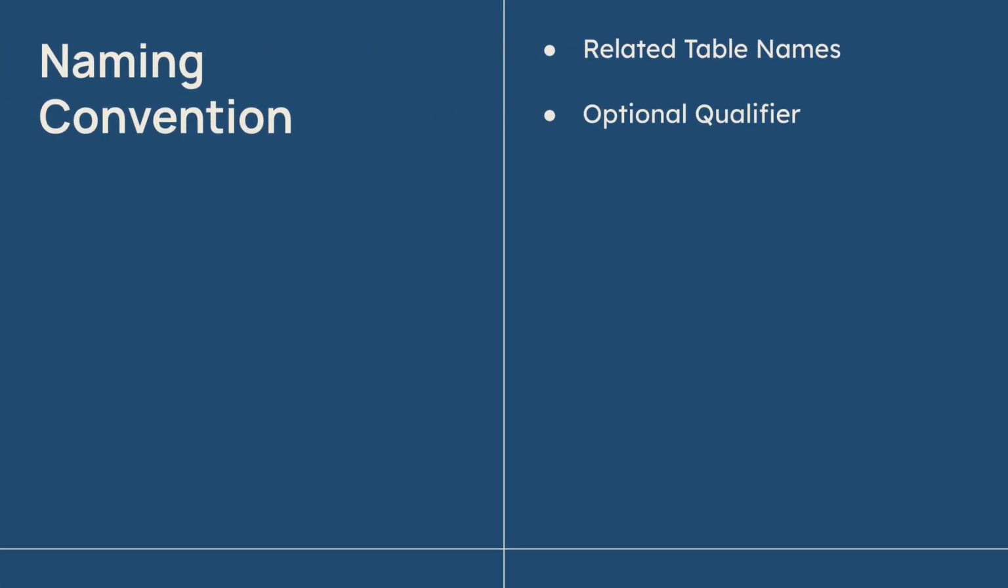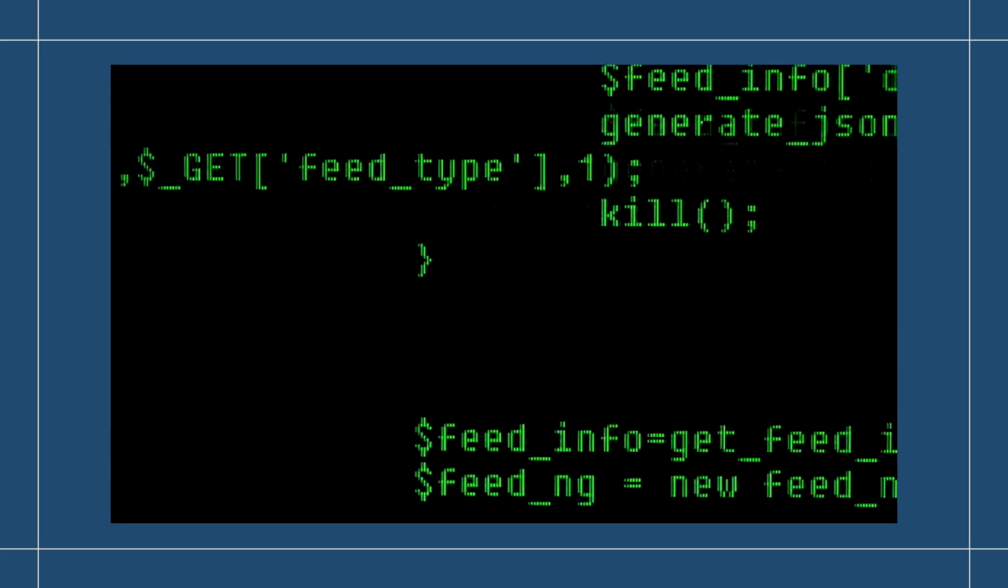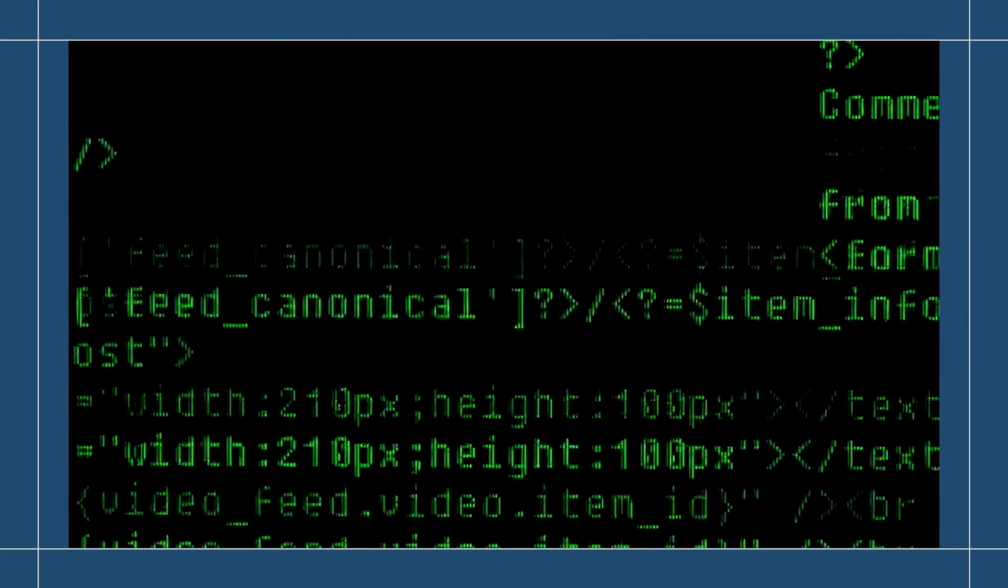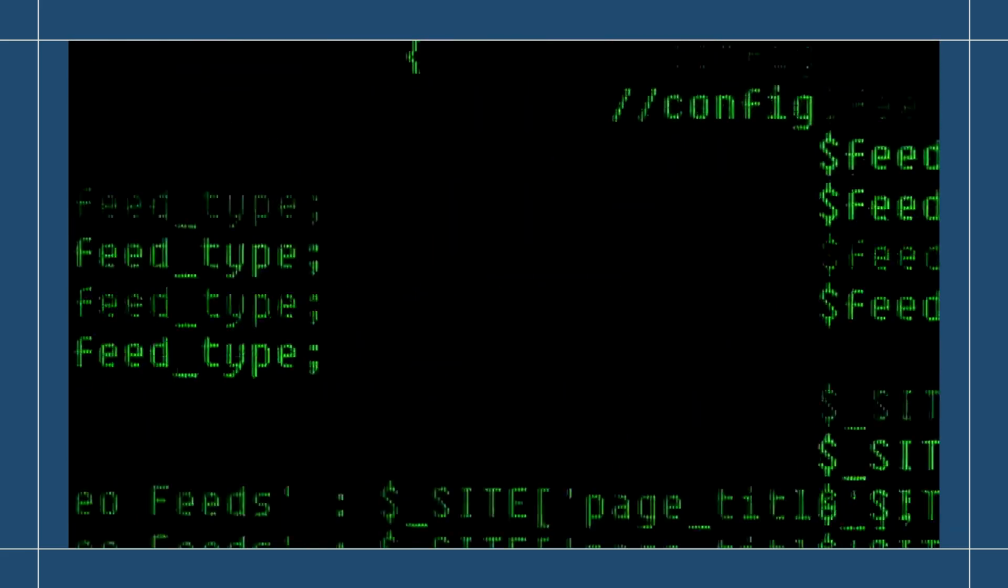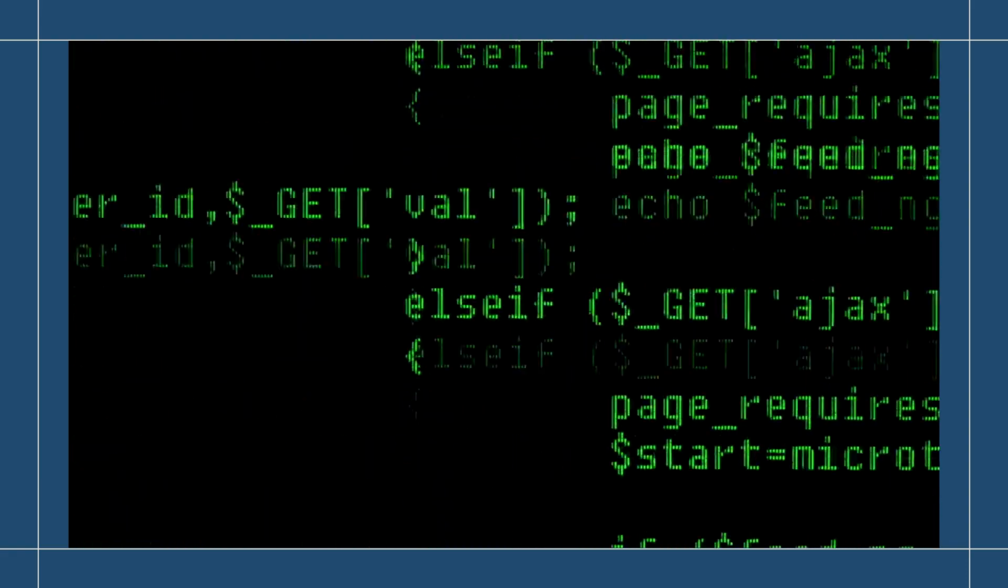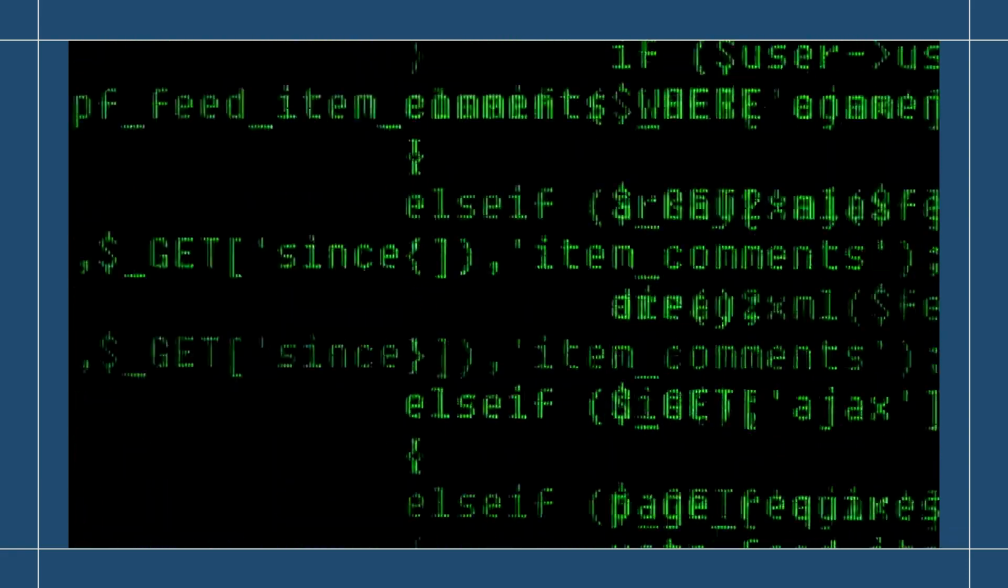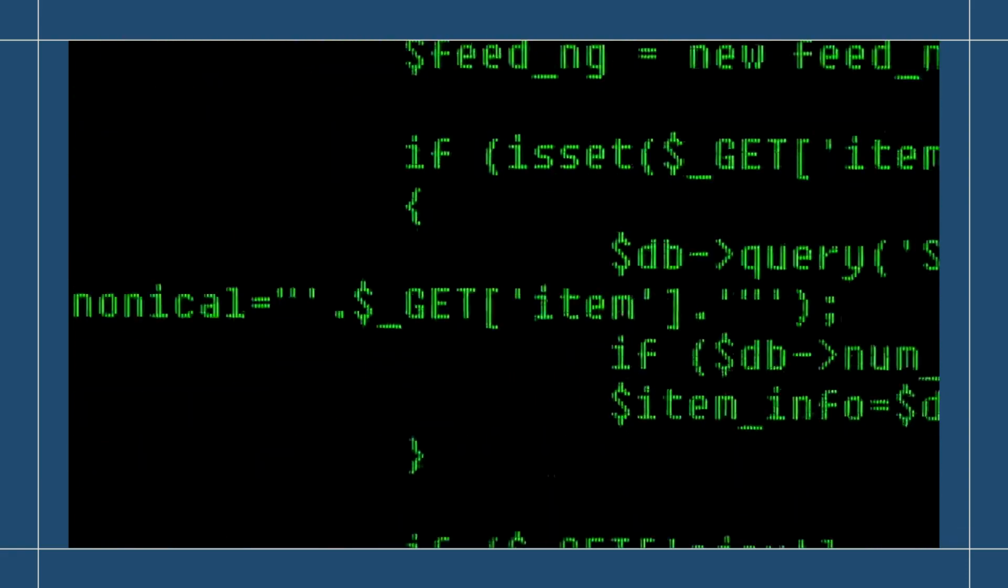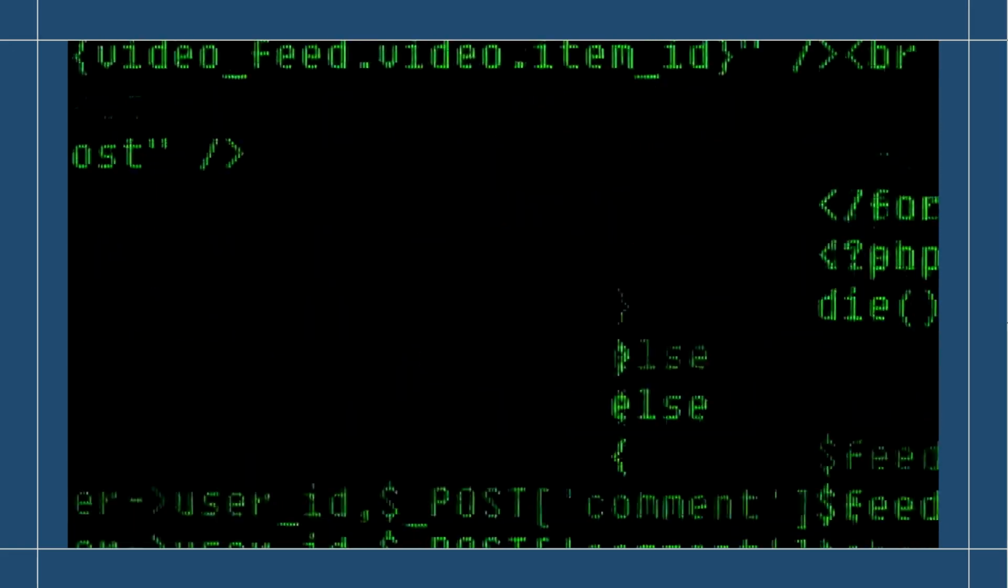The best practice for naming the weak table is to combine the names of the two related tables, like student course, with an optional qualifier, such as enrollment, for added clarity. This SQL create table statement shows the complete implementation, defining student ID and course ID as foreign keys, combining them into the primary key, and including the enrollment date attribute with appropriate integrity rules.